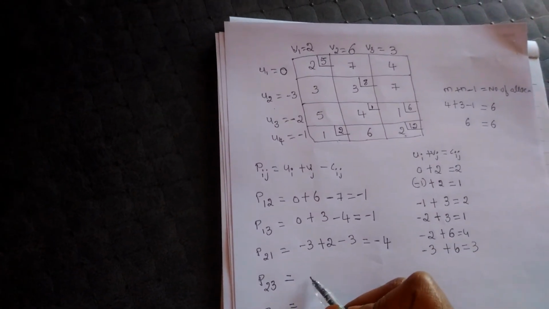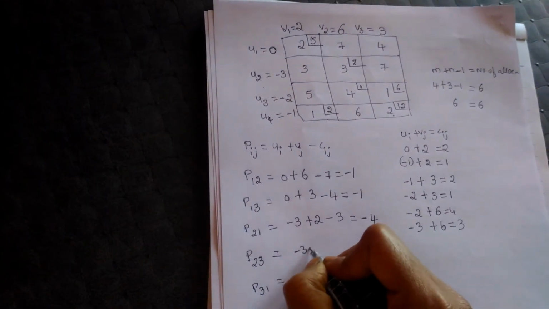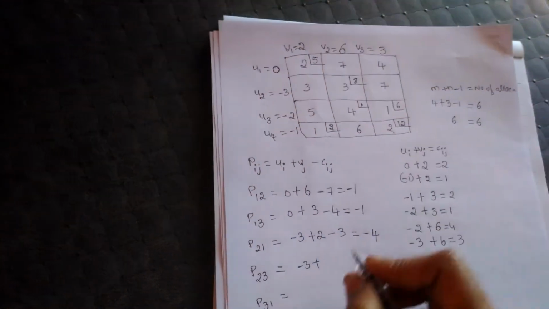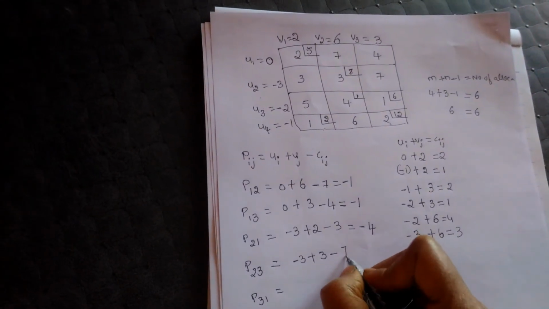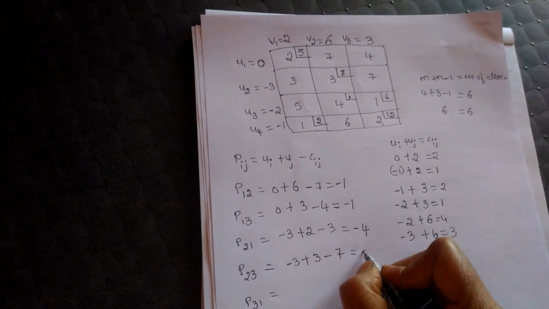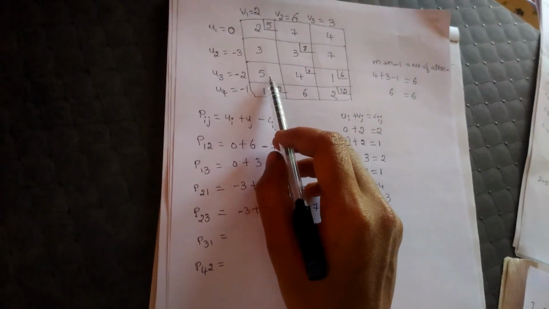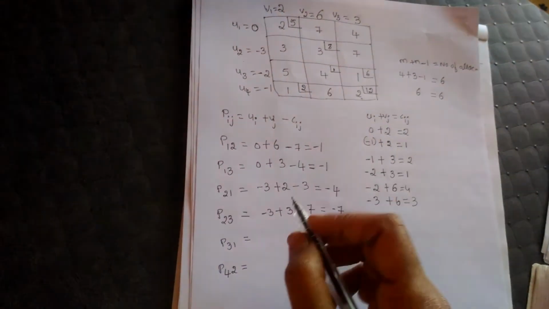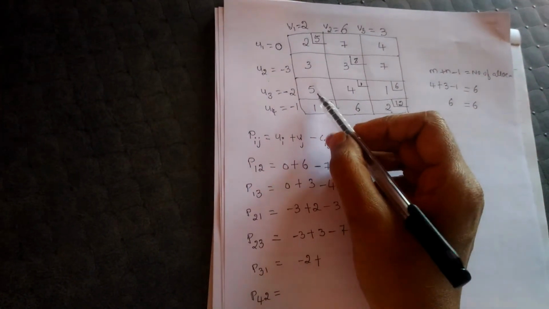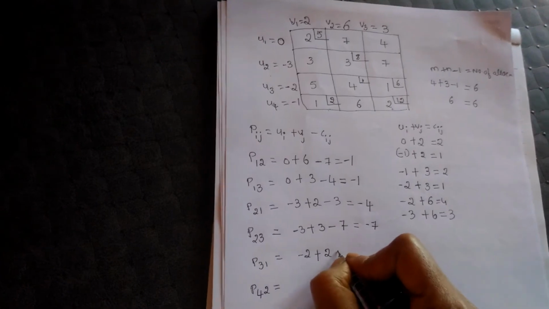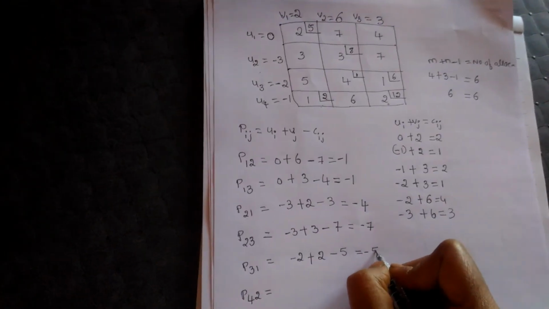Now go for the next cell, which is second row, third column. The row value for this is minus 3. Column value for this cell is 3. And the cell value here is 7. So this will give me a minus 7 answer. Now go for the third row, first cell. What is the row value for this cell? Minus 2. And the column value for this is 2. The cell value is 5. This will give me an answer of minus 5.